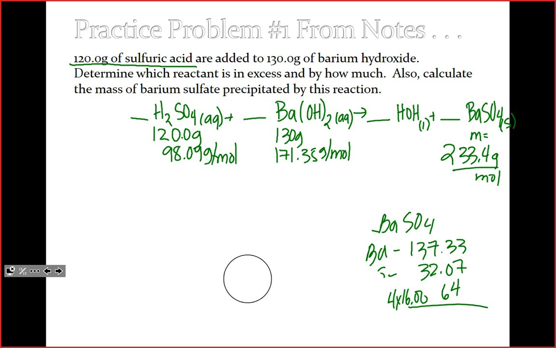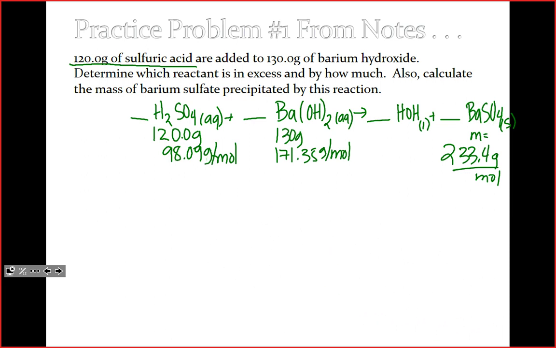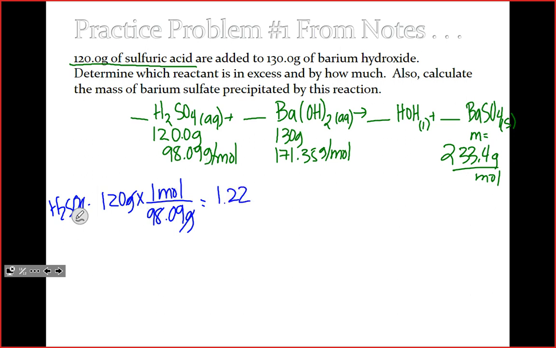Okay, are you ready for some good times? Let's set it up, and then you're on your own. All right, let's go with 120 grams, and this is for H2SO4. I have 120 grams, and my molar mass of sulfuric acid is 98.09 grams per mole, right? So my grams cancel out. With my calculator, 120 divided by 98.09 gets me 1.22 moles, right?